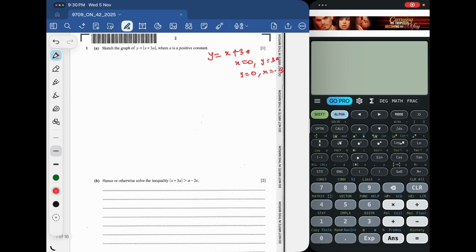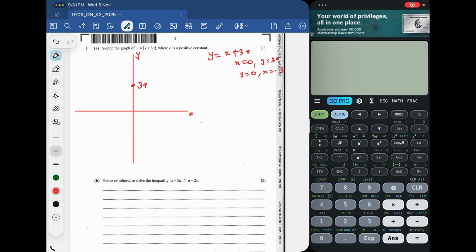All right, so what do we do next? We just make our lines. Normally, remember this is the x-axis, this is the y-axis. When x is 0, y is 3a. So this is 3a. Then when y is 0, x is minus 3a. This is minus 3a. Now, minus 3a will be somewhere here.